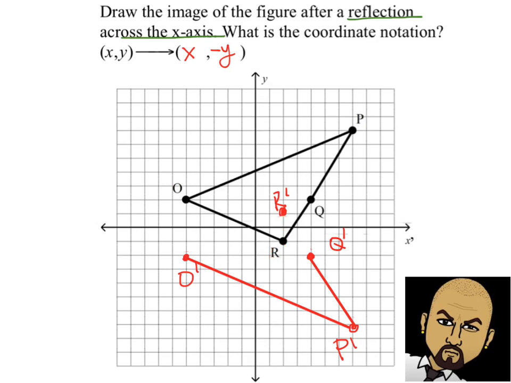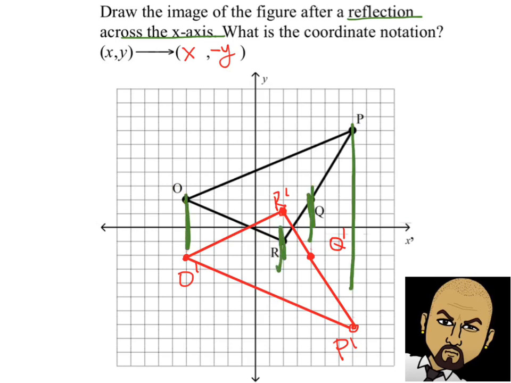Now, for some people, it gets a little confusing because they overlap. Just make sure you count how many units and go the opposite way. Then we connect our line segments. Here we have line segment OR, and we connect that. And so we have our image and our pre-image. As you can tell, in this reflection across the x-axis, both shapes are congruent.